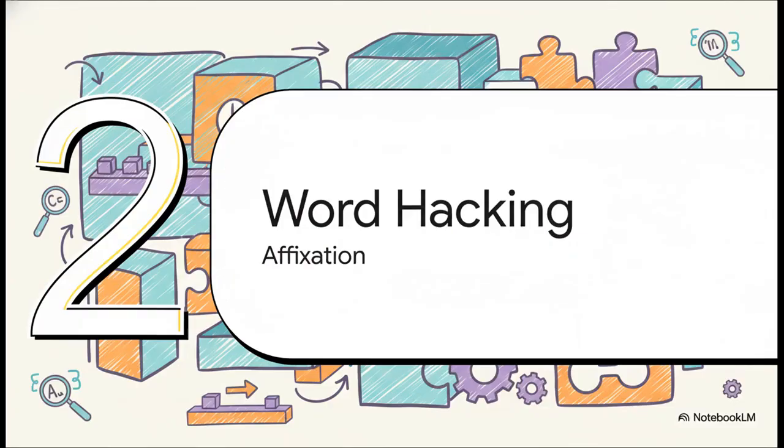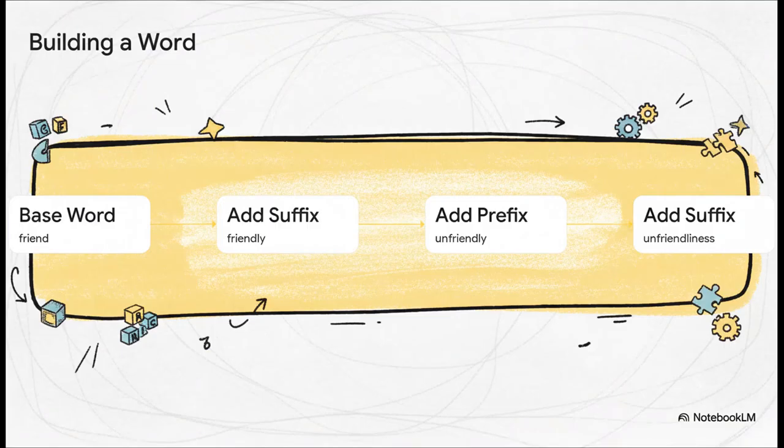So let's see how this actually works in the wild. We're going to look at the most common way words get built, a process called affixation, which is just a fancy word for adding these little bound morphemes to a word. Check this out. It's just like building with those Legos. We can start with a simple base, a free morpheme like friend.